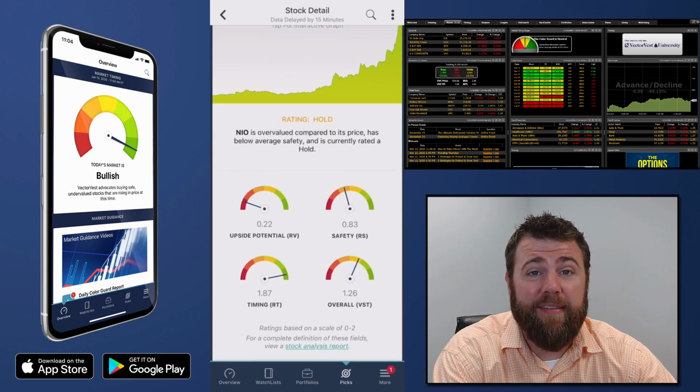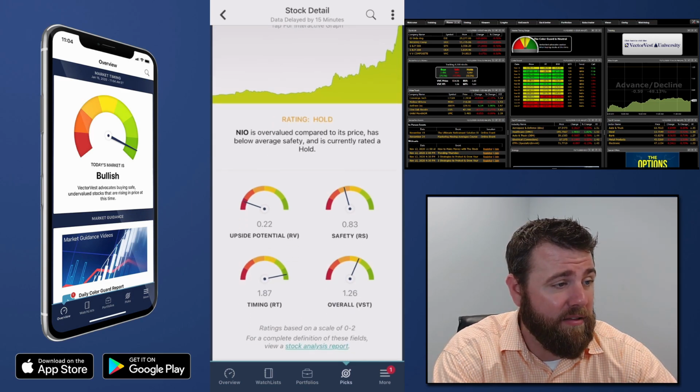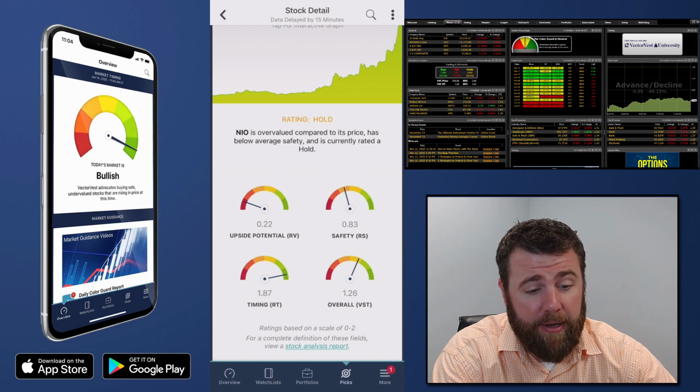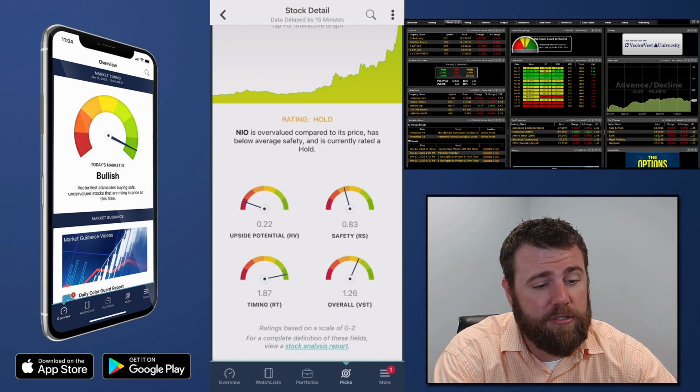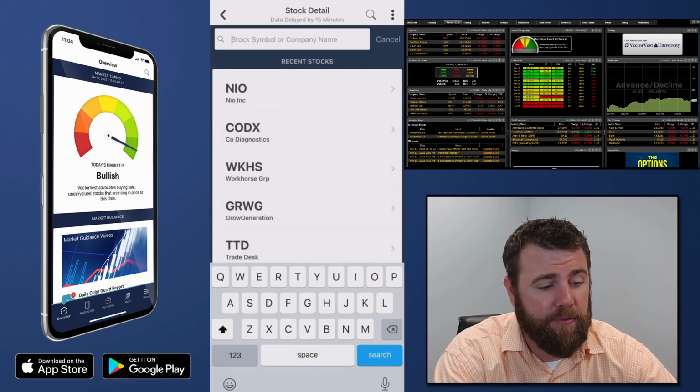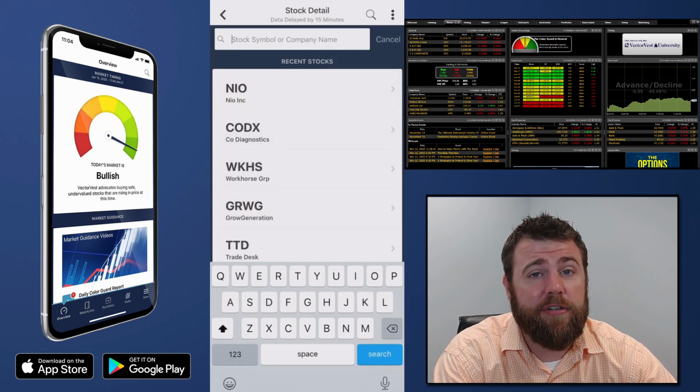So therefore, because of that speculative bet, you have a lot of big money pumping it up right now. Timing at 1.87, really strong uptrend. Just be careful if you're in it. Nothing ever goes up forever. Just keep that in mind.